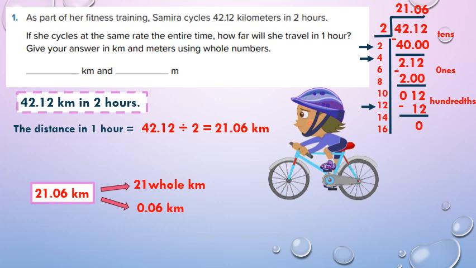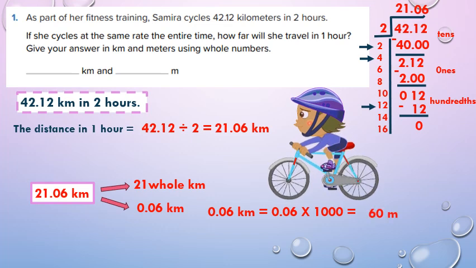21 is a whole number, but 600 is a decimal number. So we convert from kilometer into meter, this decimal part. From kilometer to meter, we will multiply by 1000. 600 by 1000, the point will move to the right 3 steps. 1, 2, and put another 0. It will be 600 meters. So the answer is 21 whole kilometers and 600 meters from the conversion.